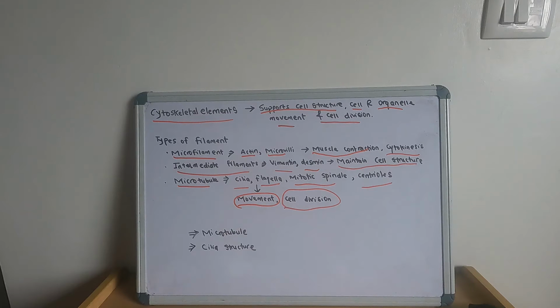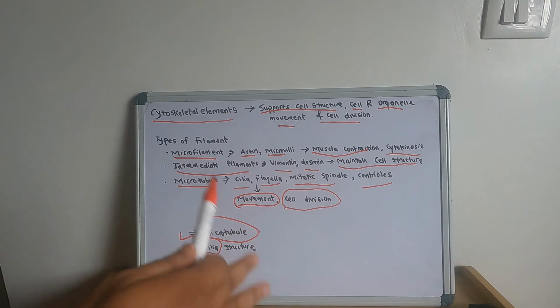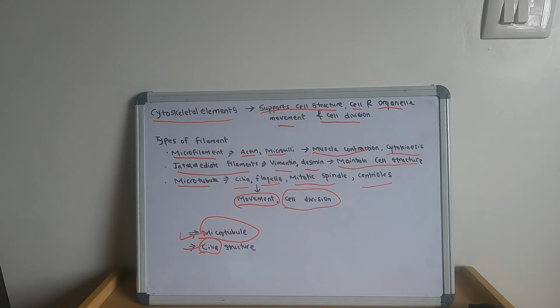Two types of filaments you should know in detail are microtubule and cilia. The structure of cilia in detail and the microtubule you should know, and I will discuss it in the subsequent lecture.